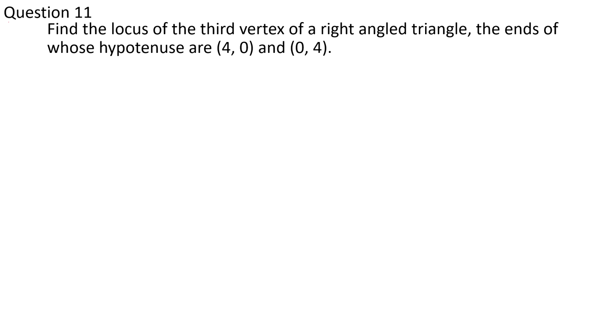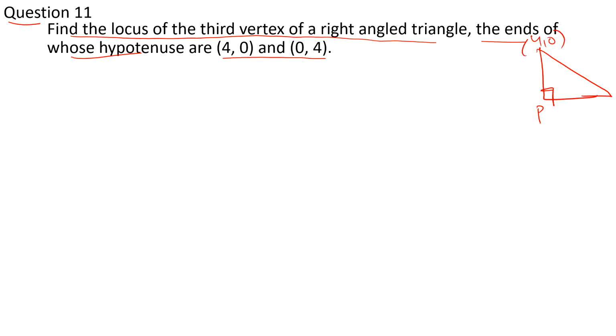Next question number 11. Find the locus of the third vertex of a right angle triangle, the ends of whose hypotenuse are (4, 0) and (0, 4). I already told this type of problem. See, if this is the locus of P and it was making a right angle triangle whose hypotenuse points are (4, 0) and (0, 4). So this is the right angle, call this A and this B, and this is PA. So the condition is PA square plus PB square is equals to hypotenuse square, which means AB square.